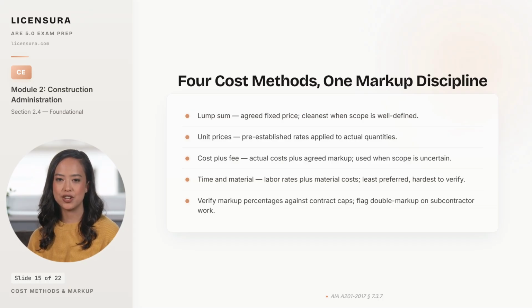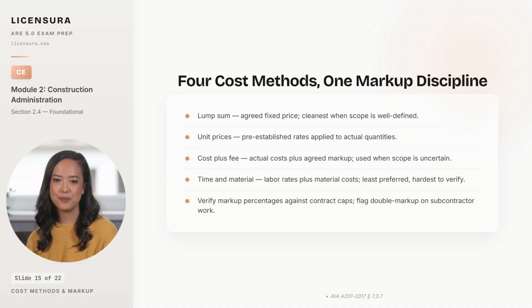Cost plus a fee is used when the scope is uncertain. The contractor charges actual costs and adds an agreed markup, and the architect's verification job is to confirm that the costs were actually incurred. Time and material is the least preferred method because it is the hardest to verify and the slowest to close. Labor rates plus material costs with no fixed ceiling.